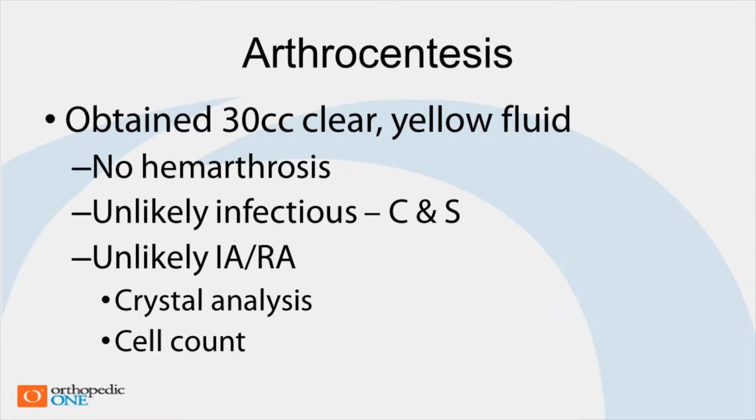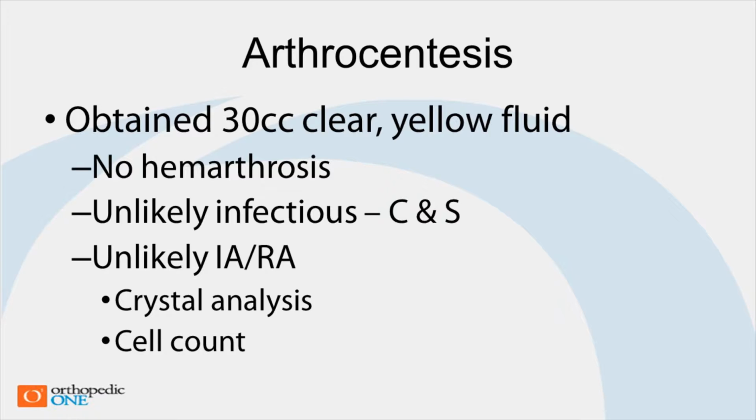On arthrocentesis, we decided to do in this case, 30 cc's clear yellow fluid. So that tells us there's not a hemarthrosis, so a traumatic event is less likely. There's also, to see clear fluid, there's unlikely to be an infection. If we were still to pursue that, we would send that fluid for culture and sensitivity.